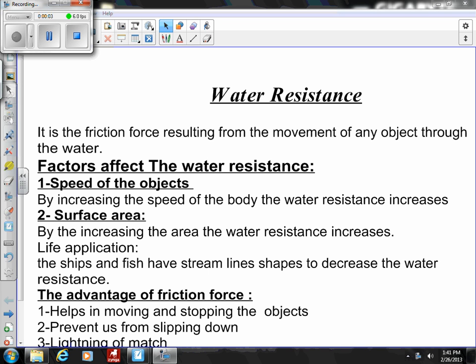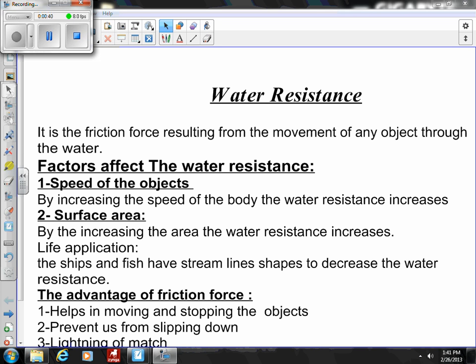Did you ask yourself before why all shapes of the fish are the same? The fish all the time take the same shape nearly. Ali. Excellent. It has what? Streamline. Fish is a moving object in where? Water. And God gave the fish a streamline shape.